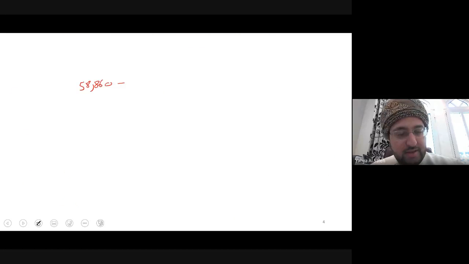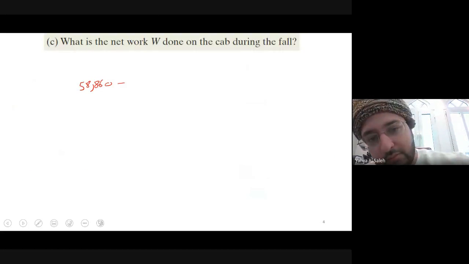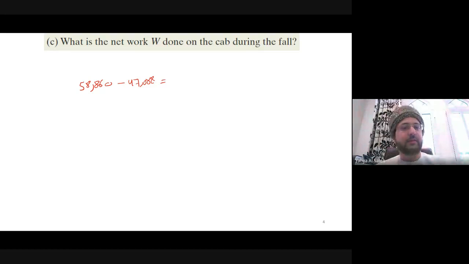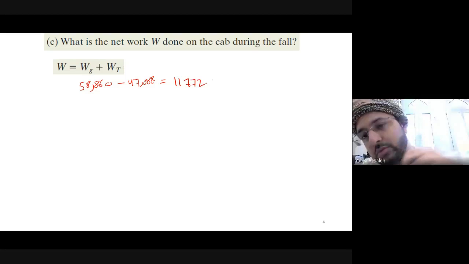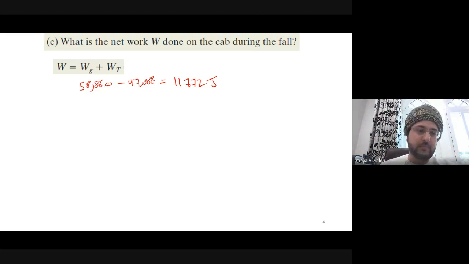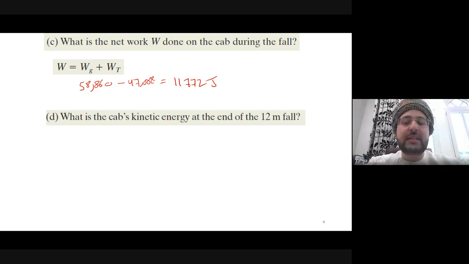Tension was minus 47088. And the result is 11772 joules. Okay. What is the cab's kinetic energy at the end of the 12-meter fall?